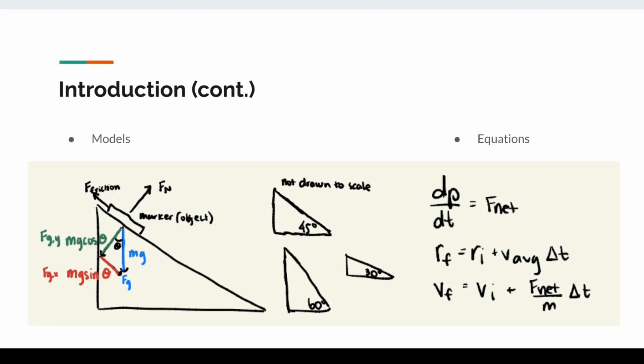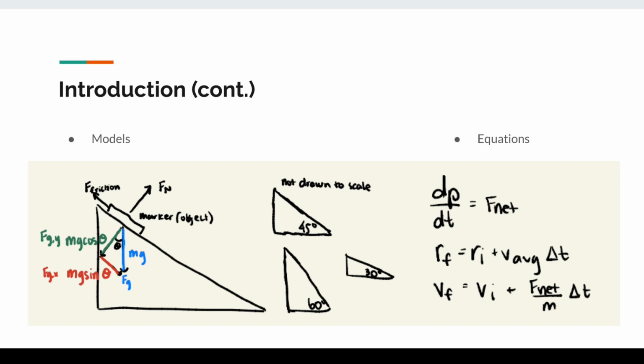On the left here, we see the applicable models to our lab, the 3 ramp angles in degrees we will be testing, and how we can break these down into vectors, namely that of the gravity force into its x and y components. The force in the y direction equals mg cosine theta, and the force in the x direction equals mg sine theta. On the right, we see the important equations that we will be using in our code.